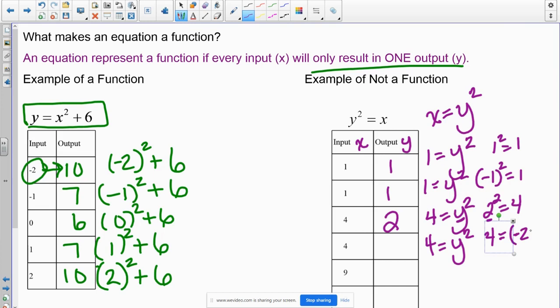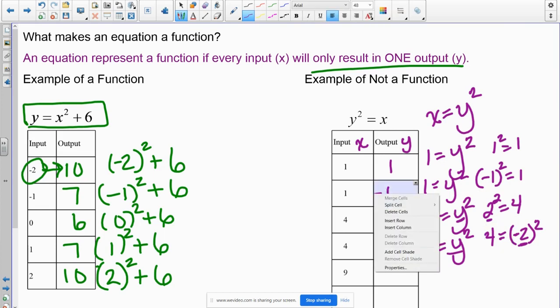So negative 2, if you square it, equals 4. So negative 2 is my y. Oops, I forgot to put negative there.